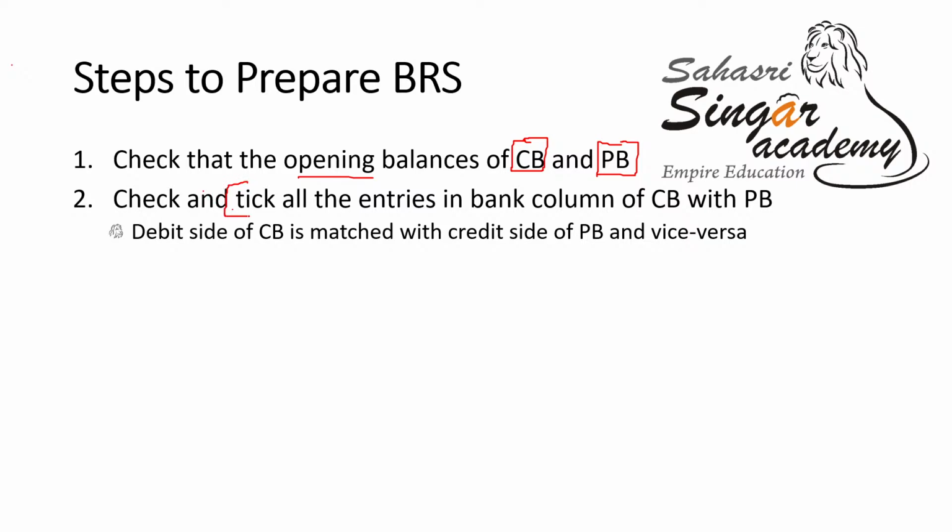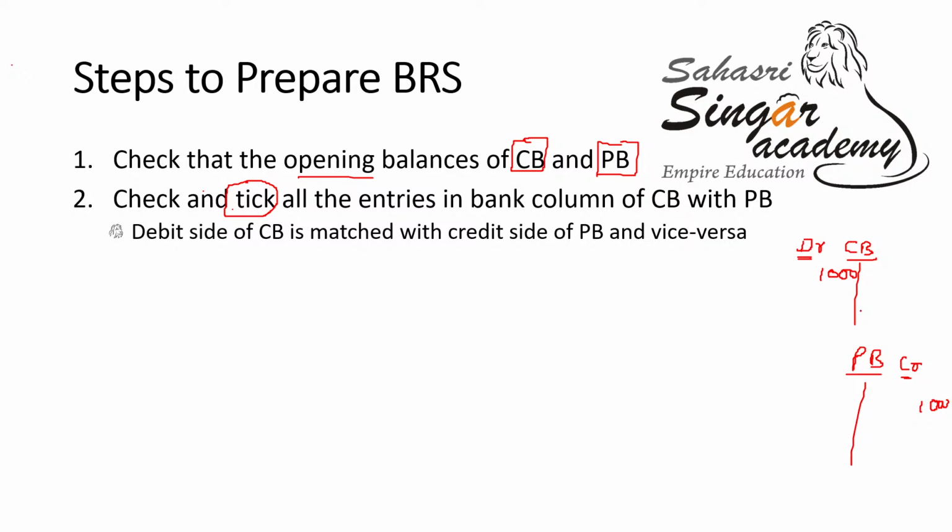and check and tick all the entries. Matching means, in my cash book and in the passbook, if I say I have received 1000 rupees, I might have put that value on the debit side. The banker could have recorded it on the credit side, because for me it's a debit asset, and for the banker it's a liability. So he records that on the liability side, the credit side.